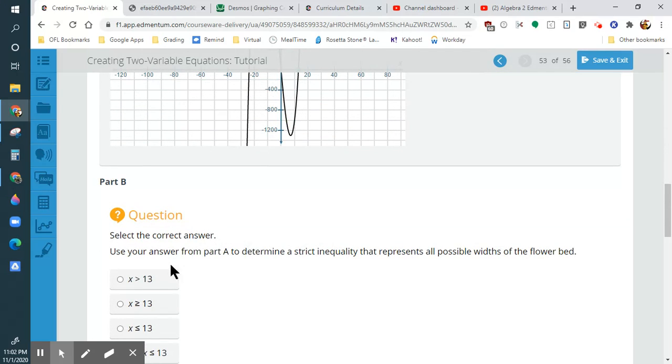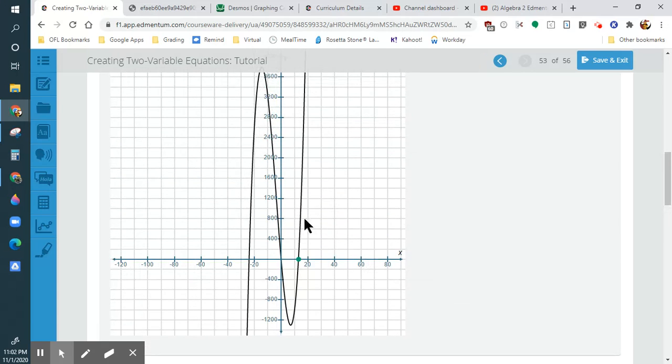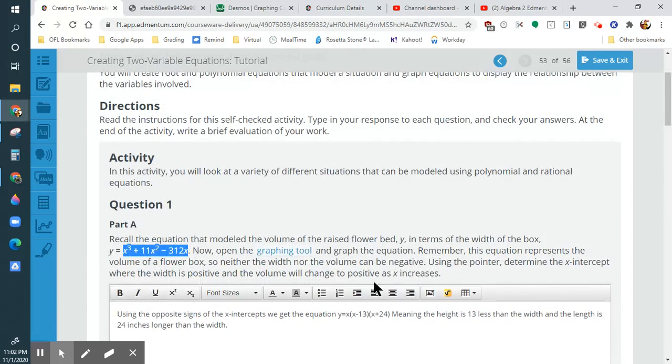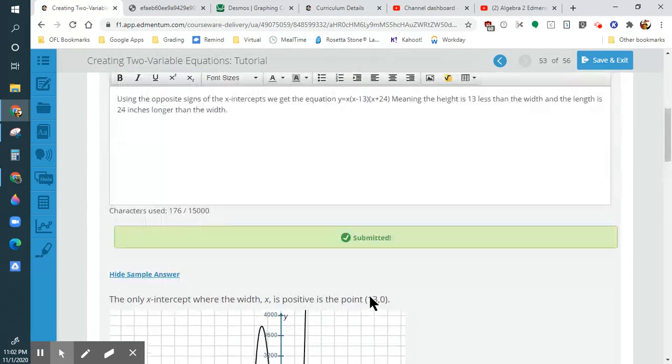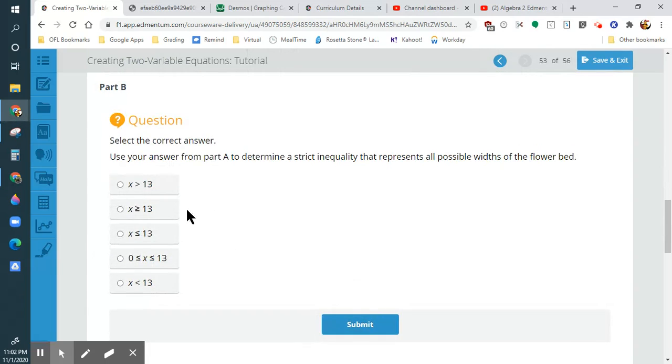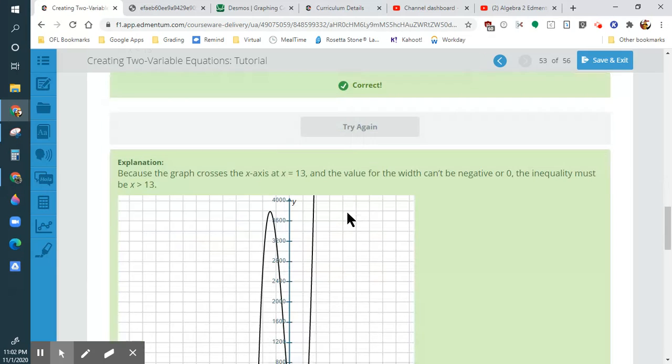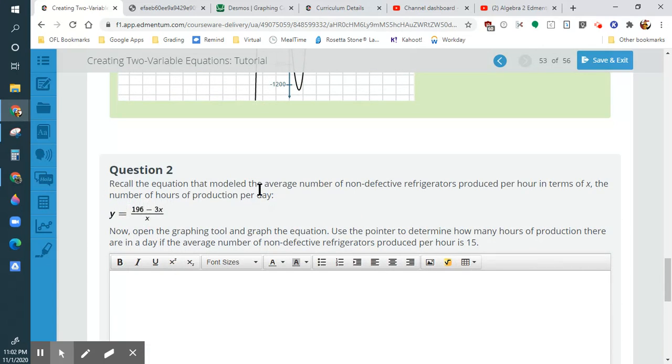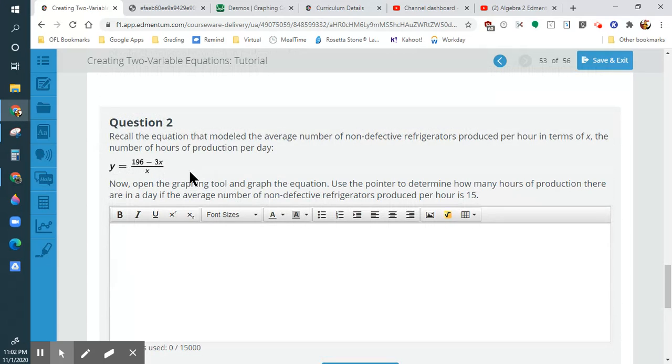All right, so the answer, strict inequality. So if we're looking at this, obviously our length has to be bigger than 13. So we want it to be bigger than, can't really make it equal to 13. The reason for that is because it would have a zero height. So we're going to say strictly bigger than 13, because otherwise we get a negative height. All right, so recall the expression. Blah, blah, blah. Now open the graphing tool and do this.